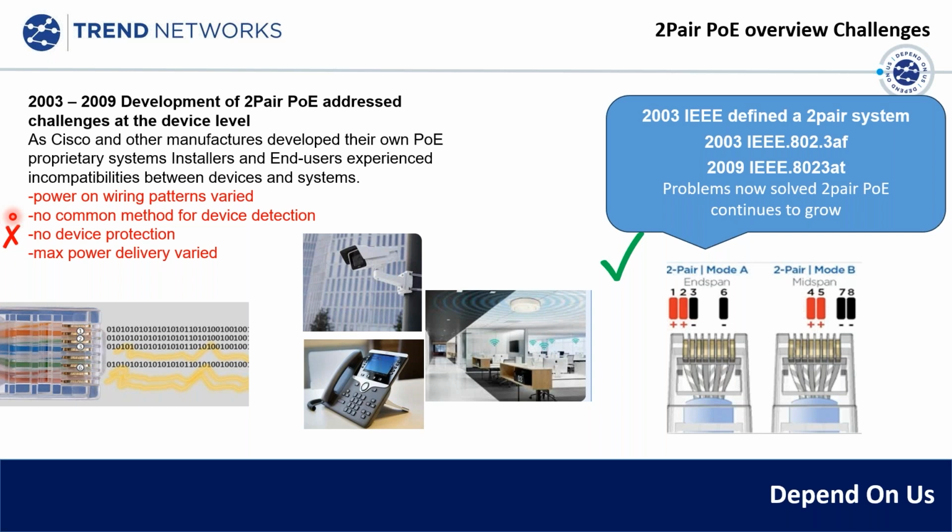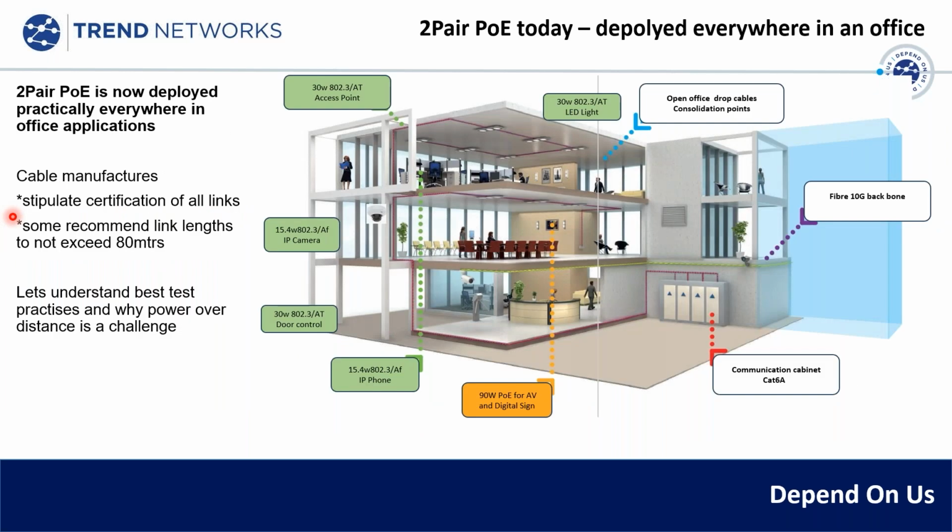We need these standards, and the key takeaway here is progression. As we stabilize two-pair PoE, we see two-pair typically deployed everywhere today in the office environment. In fact, people don't even think about it, it's so reliable. Yet, I must bring your attention today, which is a part of this refresher, that some cable manufacturers started to talk about lengths around 80 meters already, even though two-pair is so stable. They started to bring up some of these issues around PoE. So let's understand why. Let's take a deeper dive.